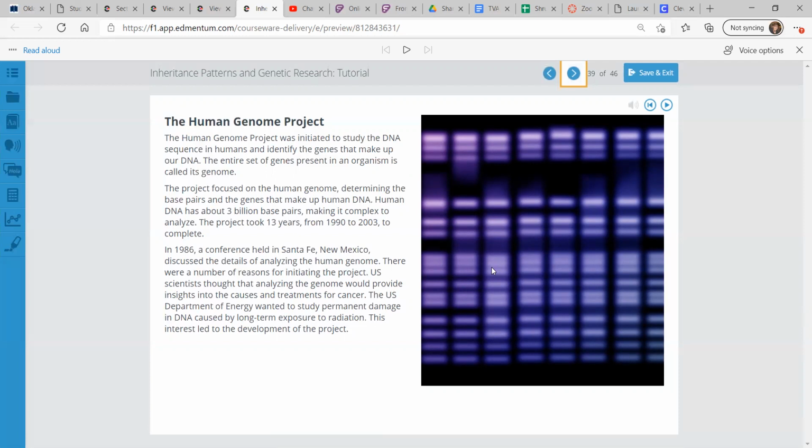Back in 1986, a conference held in Santa Fe, New Mexico, discussed the details of analyzing the human genome. There were a number of reasons for initiating the project. US scientists thought that analyzing the genome would provide insights into the causes and treatments for cancer. The US Department of Energy wanted to study permanent damage in DNA caused by long-term exposure to radiation. This interest led to the development of the project.